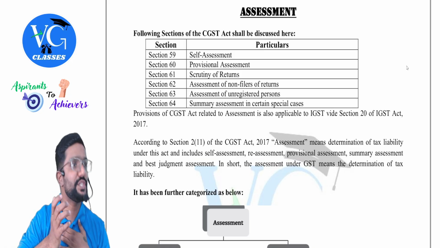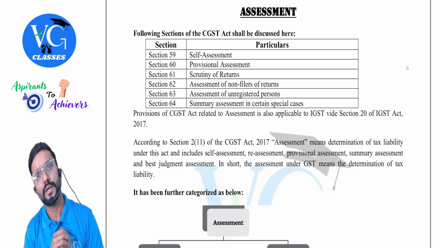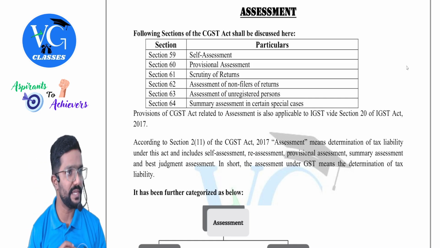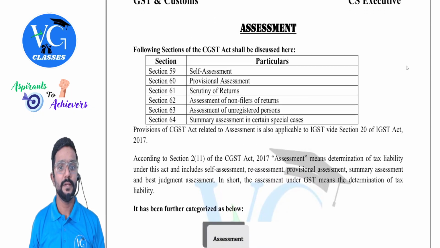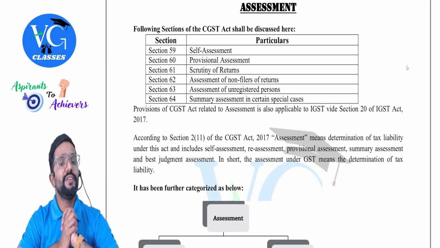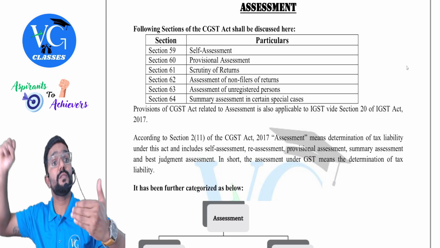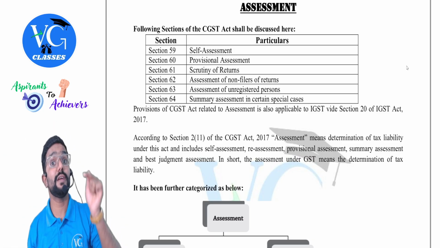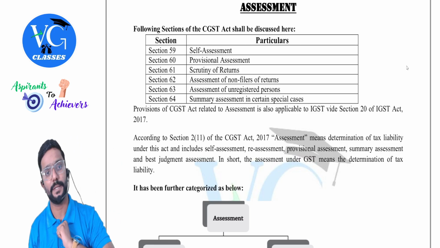For whom? For a registered person or a person who is liable to pay GST but has not paid. Clear? So what are those? One by one we will see, but I have just given the summary of sections here, guys, whatever we will be covering. Section 59, self-assessment. 60, provisional assessment. 61, scrutiny of returns. Scrutiny means whatever returns I have already filed, guys, the proper officer will cross-check it. Whatever information I have given in the returns, is it right or wrong? Is it fully disclosed or not?